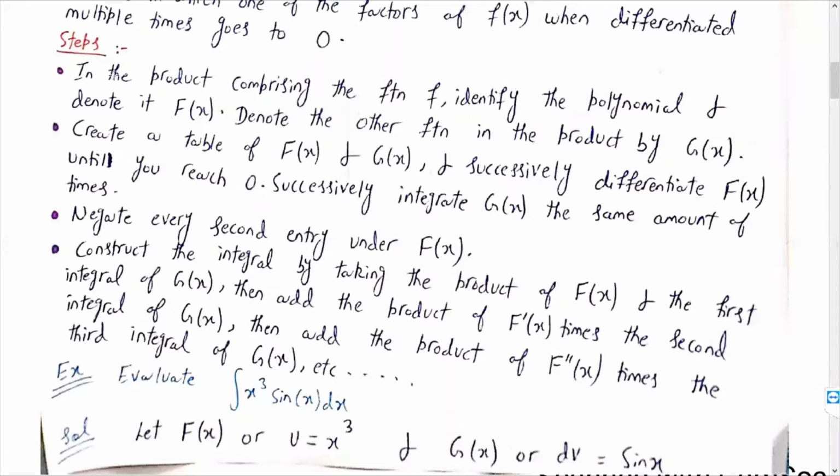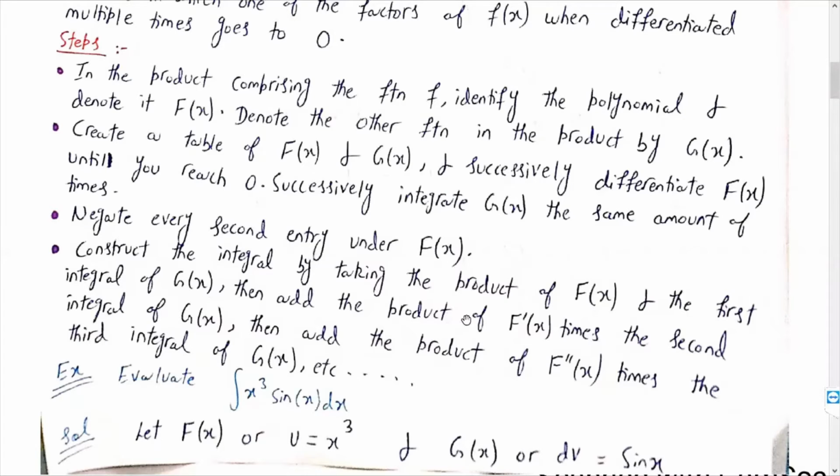So here are the steps for tabular integration. In the product comprising the function f, you have to identify the polynomial and denote it by f of x, and call the other function g of x. Then you create a table for f and g functions, and you differentiate f of x until you reach 0, and you successively integrate g of x the same number of times. Now negate every second entry under f of x and construct the integral by taking the product of f of x and the first integral of g of x.